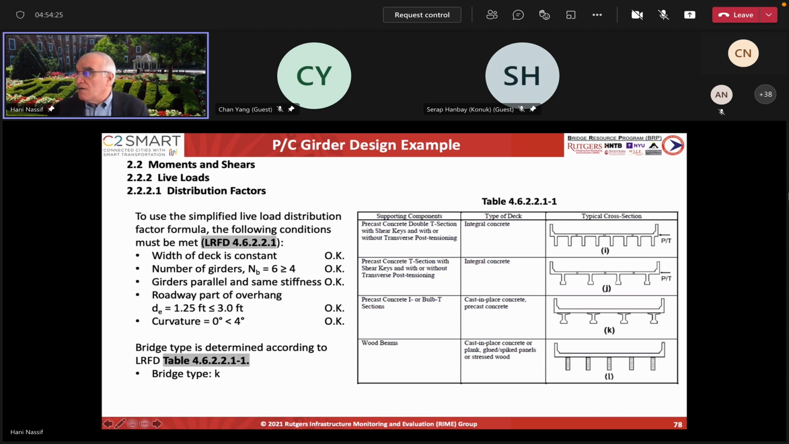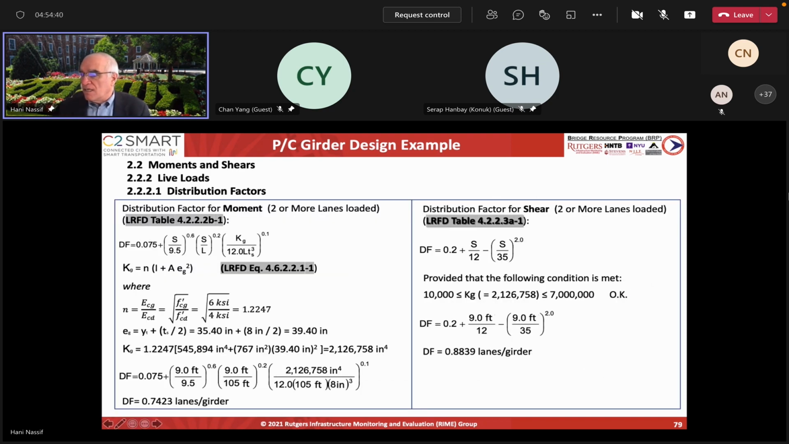Okay, so now these are the tables. Your bridge has to be one of those categories. If it's a precast concrete girder, or if it's a steel girder, you have different types of bridges, and the equations will be done accordingly. So in our case, we start by applying the applicable equation, which is for 2-lane. Most of the time, 2-lane loaded will govern your design, depending on the type.